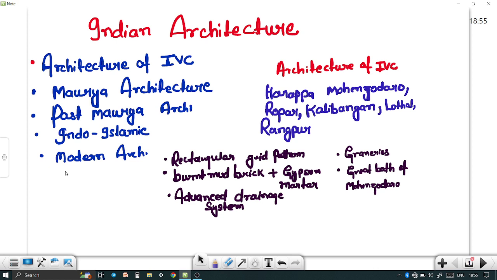So, rectangular grid pattern, and roads are cutting each other at 90 degrees, meaning right angles. Then burnt mud bricks of standard dimensions, and layers of bricks were joined together by gypsum mortar. The cities were also equipped with an advanced drainage system, with small drains from the houses connecting to bigger drains. These drains were covered loosely to allow regular cleaning and maintenance. Such development is seen in the IVC.